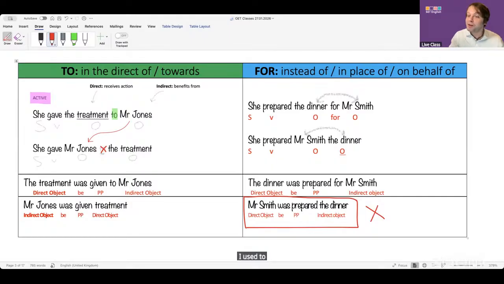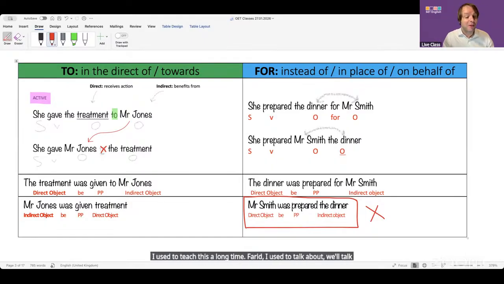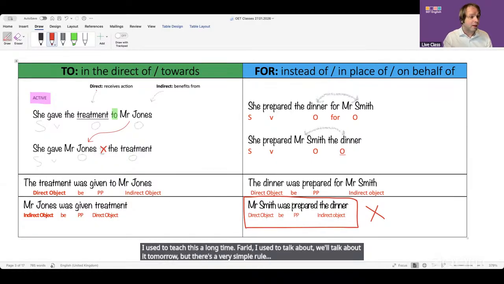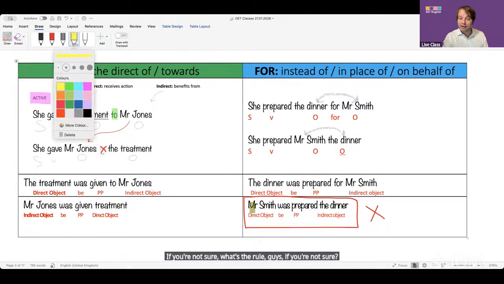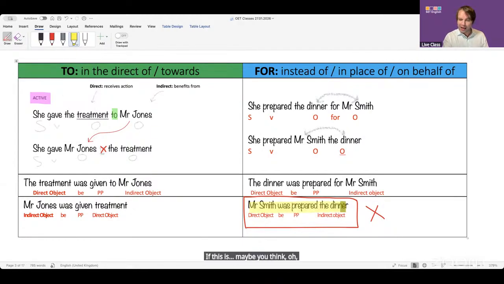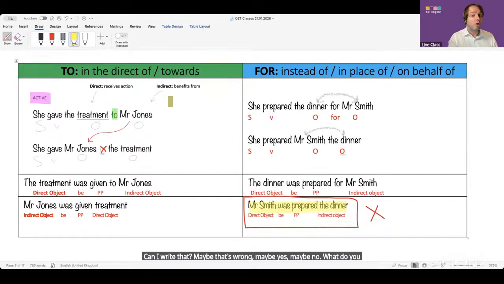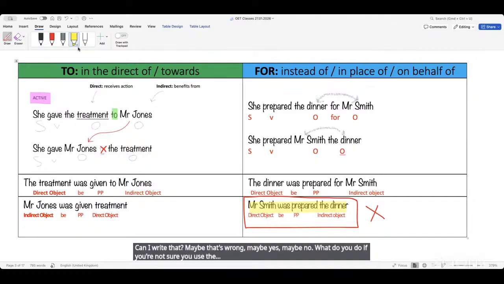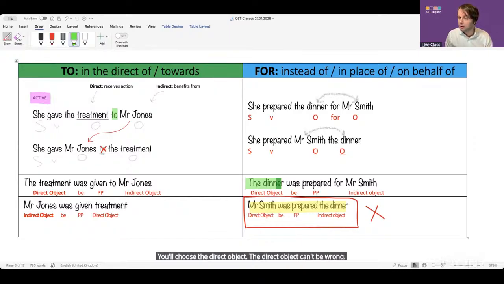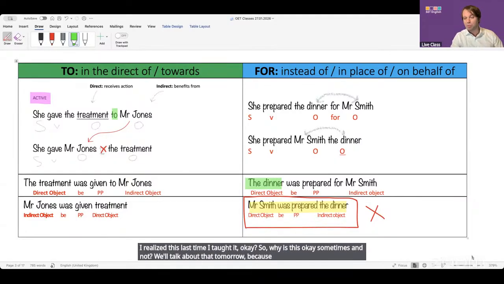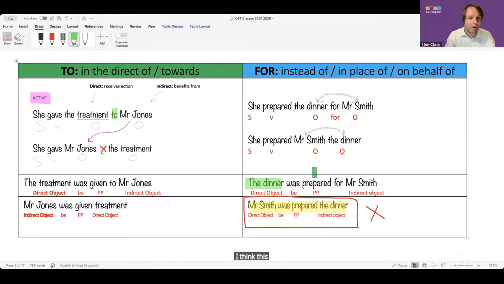I used to teach this a long time, but there's a very simple rule if you're not sure. What's the rule, guys, if you think, can I write that? Maybe that's wrong. What do you do if you're not sure? You use the direct object. Just use the direct object. The direct object can't be wrong. I realized this last time I taught it. So why is this okay sometimes and not others? We'll talk about that tomorrow because it's complicated, but I think this is the key point.